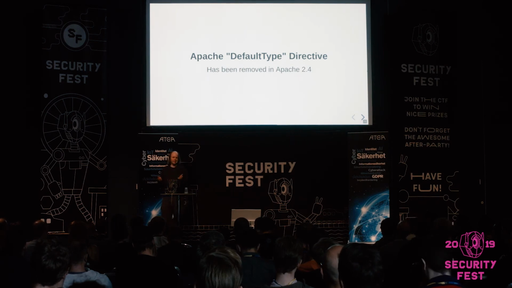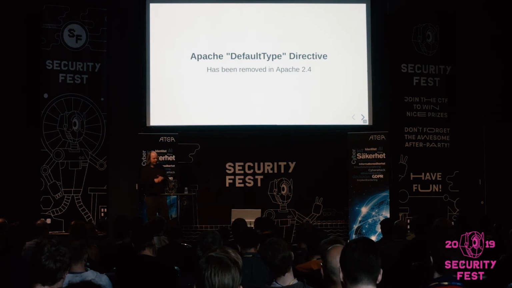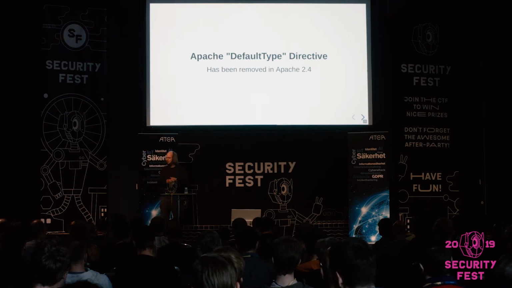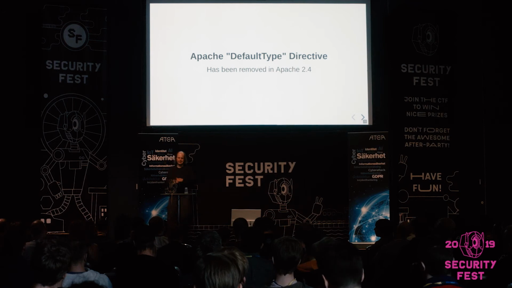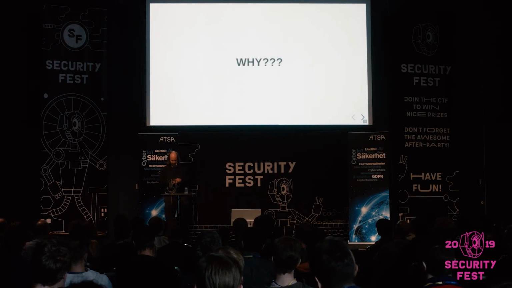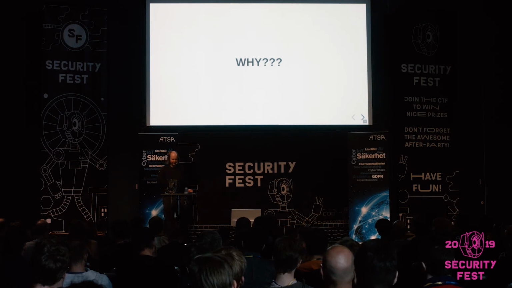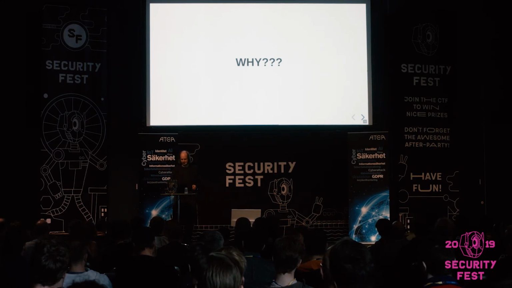Apache, if you Google for that, you will find that there's a directive, DefaultType, for the configuration. However, it has been removed in Apache 2.4. So why is that? I thought, that's exactly the option I need. Then I'm safe from this attack, and it's been removed.